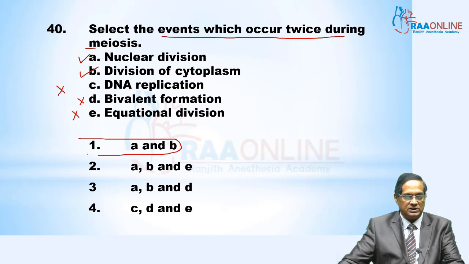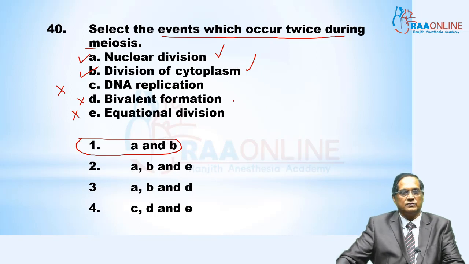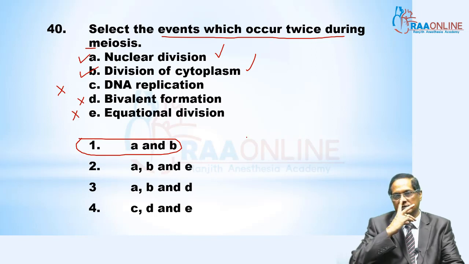These two events take place twice, that is, division of nucleus and division of cytoplasm take place twice. DNA replicates once, and bivalent formation occurs once, in prophase 1 of meiosis. Equational division is the second division, not the first division.